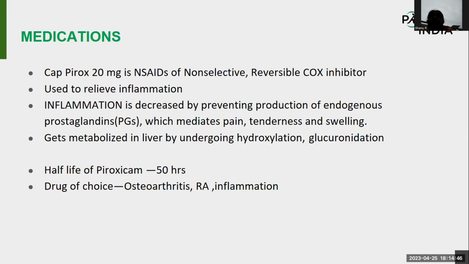Medication: she is presently on capsule Parox 20 mg, which is an NSAID, a non-selective reversible COX inhibitor, used to relieve inflammation by preventing production of endogenous prostaglandins, which mediate pain, tenderness, and swelling. This drug is metabolized in the liver by hydroxylation and glucuronidation. Piroxicam is preferred because it has a half-life of 50 hours and is a drug of choice for osteoarthritis, rheumatoid arthritis, and inflammation.